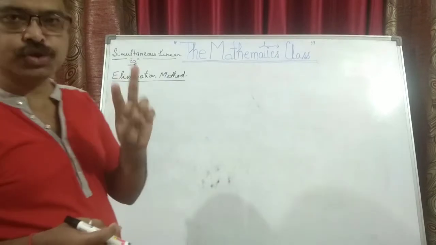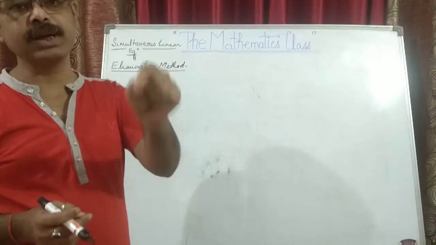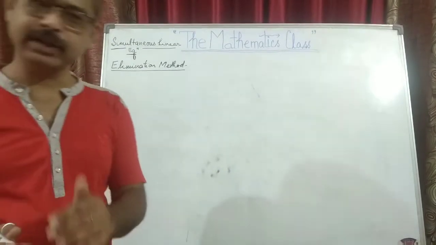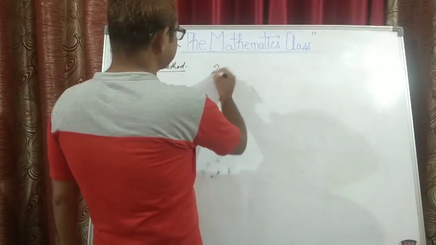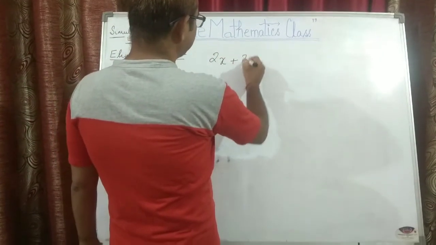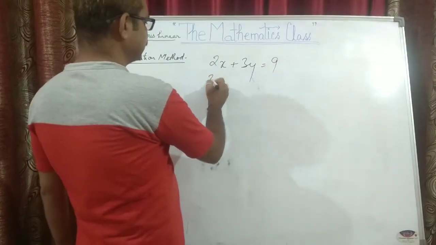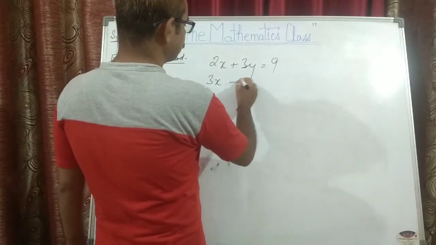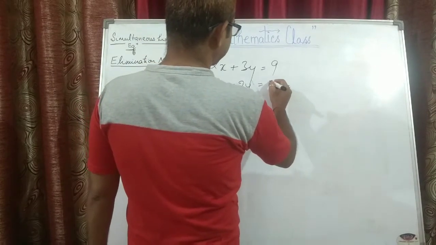What are we going to remove in this? We know that there are always two variables. Out of these two variables, one variable is removed. How is it removed? We try to equate the coefficients. Suppose I take an example, let's say 2x plus 3y is equal to 9, and 3x minus 2y is equal to 14.